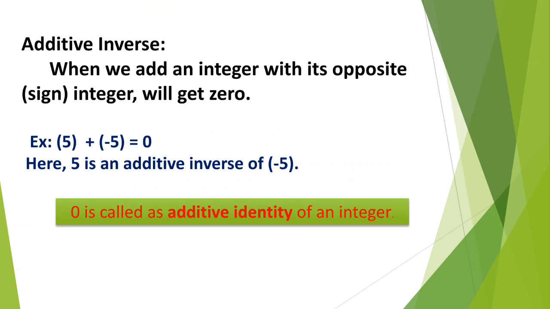This 0 is called the additive identity of an integer. Identity means it will not change. If we add 5 plus 0, we will get 5. Minus 5 plus 0, we will get the same minus 5. Like that, when we are adding any number with 0, we will get the same number. That is your additive identity. Additive inverse: we are adding a number with its opposite number. It gives 0. Clear?